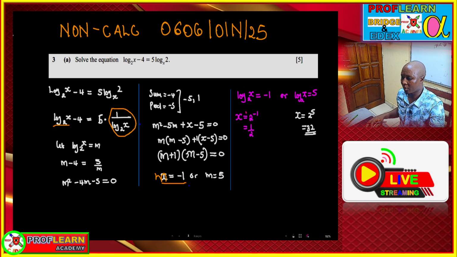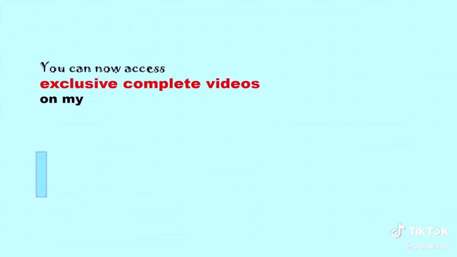Then now you can say log x base 2 is equal to 5. Then if you express them in index notation, this becomes our final answers. So in the event you are given a question to do with logarithms, remember you can follow those steps so that you can score all your marks.